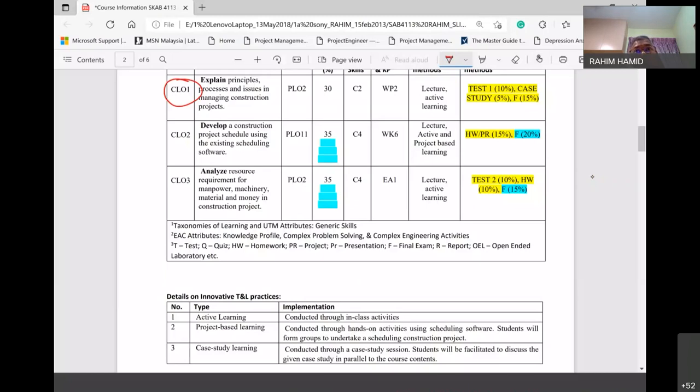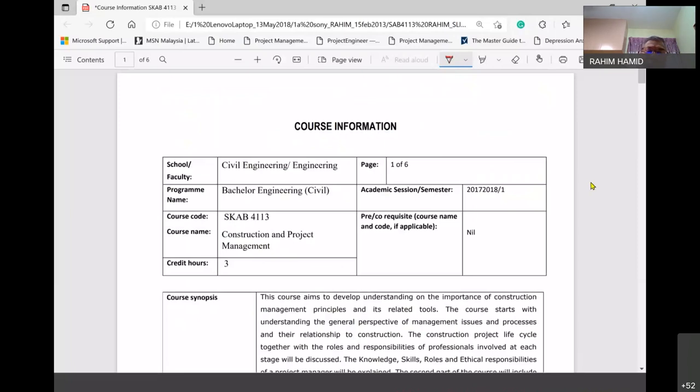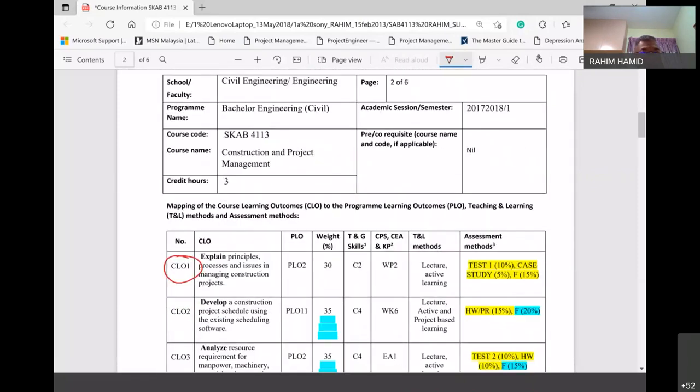If I ask you right now, how do you define project management, construction management? For instance, in our topic, there are two items being mentioned here, construction and project management, meaning to say there are two different things. Can you define construction management, or can you define project management? What are the processes involved in managing construction projects? And what could be the issues?